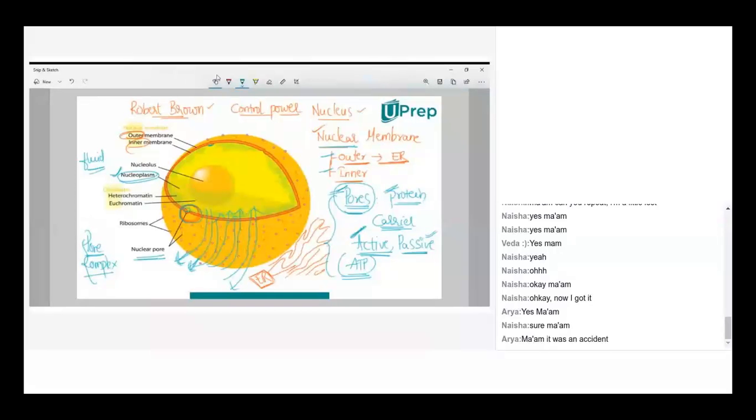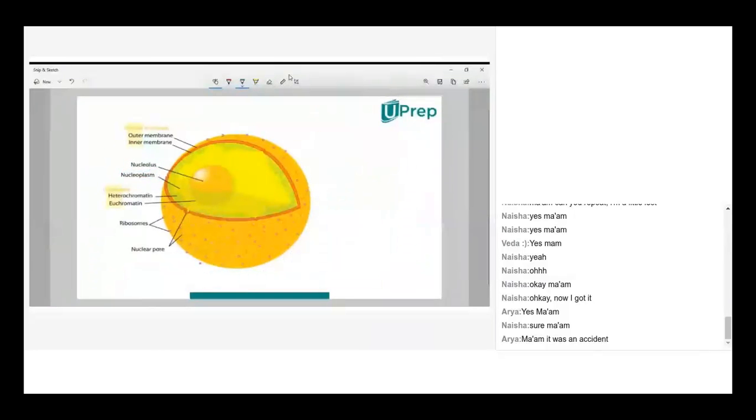Then you will have numerous ribosomes around the nucleus. So you can see the dotted ones, all are ribosomes. So definitely you will find protein synthesis. Then the other part is called the nucleolus. So when you take the next part, the nucleolus.